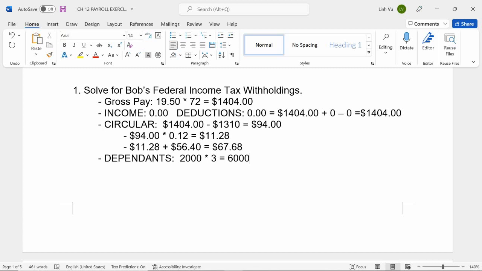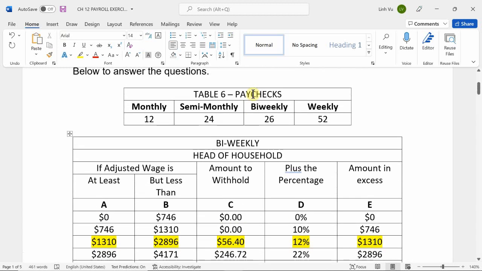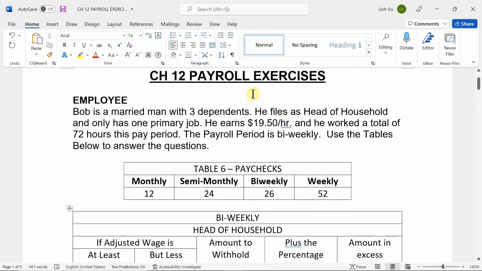The rule here is we need to take this amount, because this is for a whole year, and divide that by the number of paychecks that he's going to be receiving. So if he's on a bi-weekly payroll period, how many paychecks is he going to receive? Twice a month, right? He's bi-weekly. So how many paychecks is he going to get?